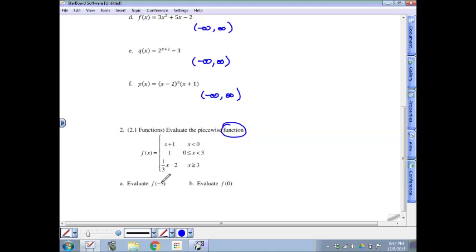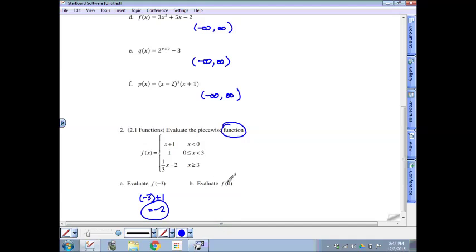So you got to make sure that you plug the -3 into the correct piece, and you have to look at these pieces of the function here. If x is less than 0, which -3 is, then you would plug that input into the top piece. So -3 plus 1 equals -2.